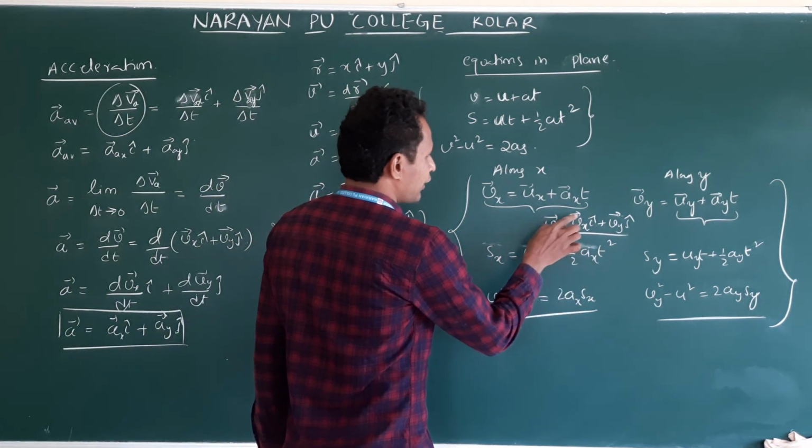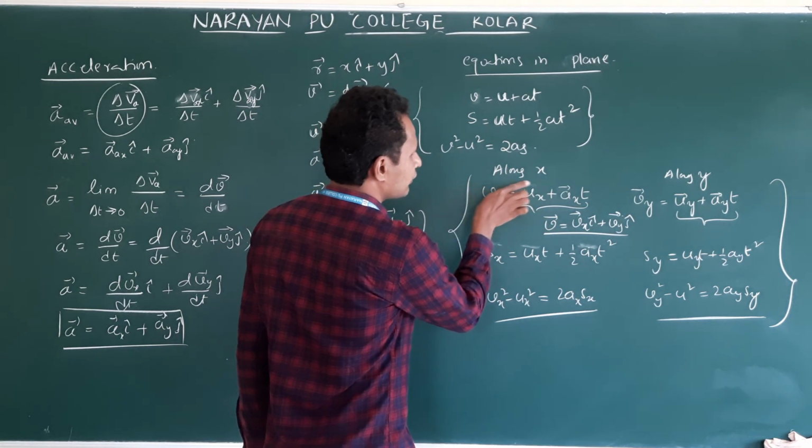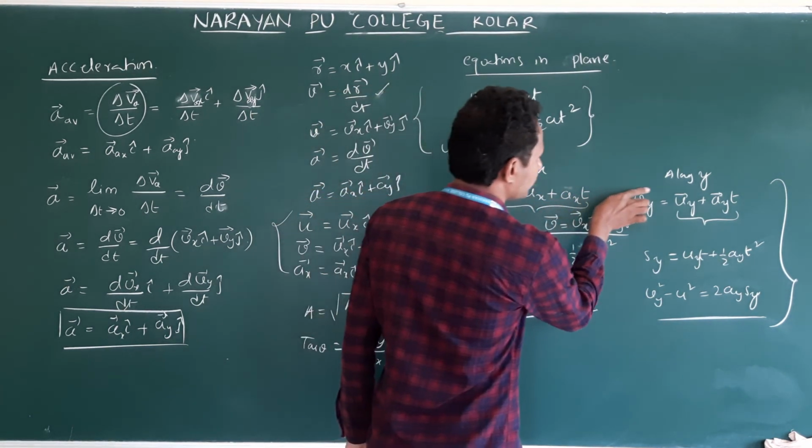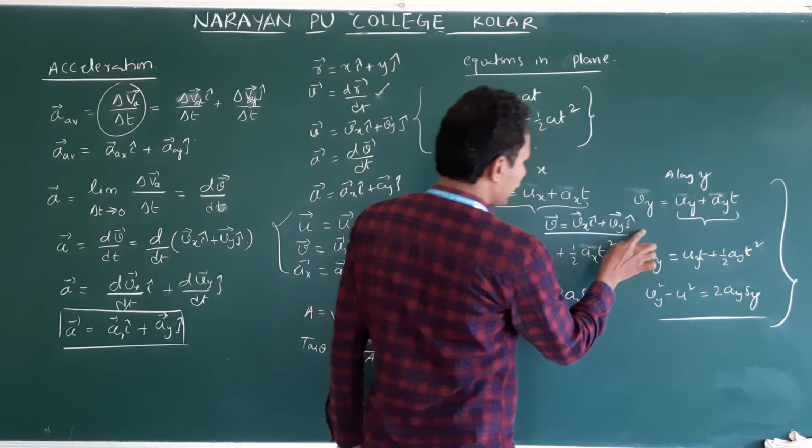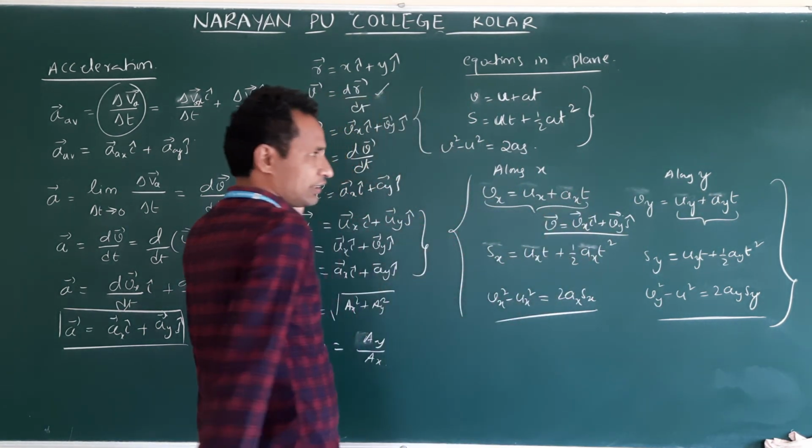So for this vector, the arrow is required; for here, not required. Clear? These are all what? So we are writing these two in this vector form, so not required. Clear?